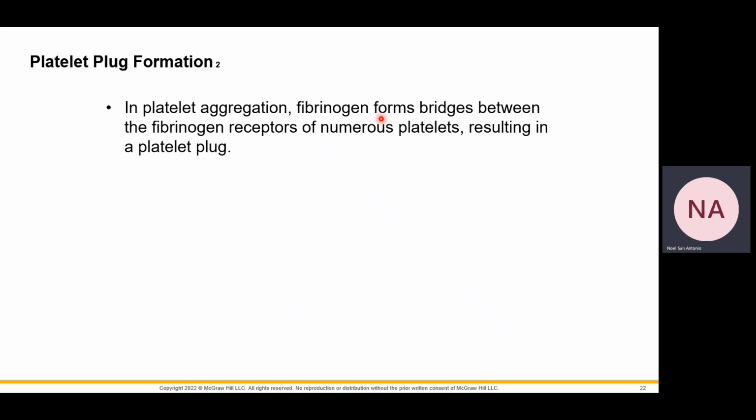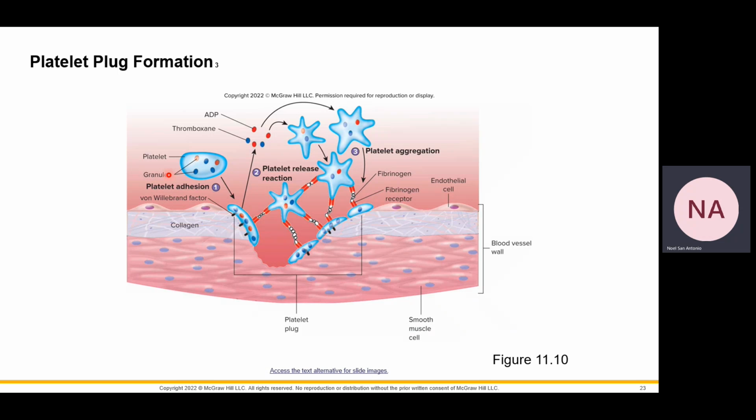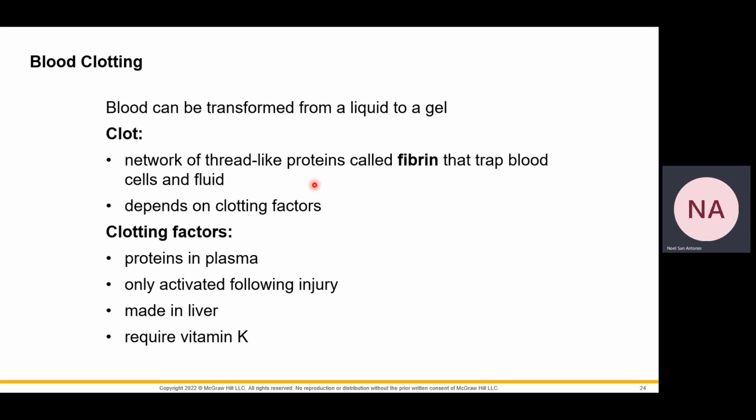In platelet aggregation, fibrinogen forms bridges between the fibrinogen receptors of numerous platelets, resulting in a platelet plug. Because of that fibrinogen, platelets are able to stick to each other, forming platelet plugs. Okay? Now, what about blood clot? Blood clotting is when blood is transformed from liquid to a gel. So a clot is a network of thread.